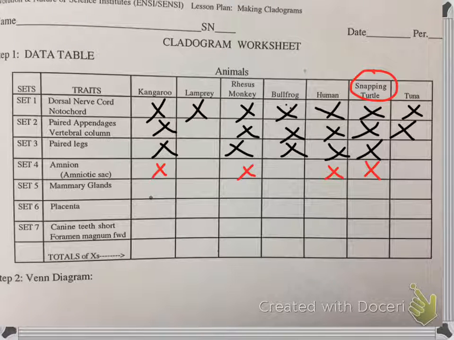Okay, so we've got the guess of kangaroos, rhesus monkeys, humans, and turtles. So here is our little snapping turtle laying her eggs. And have you touched an egg? Any egg ever? Outside of an egg. Chicken egg in your fridge.